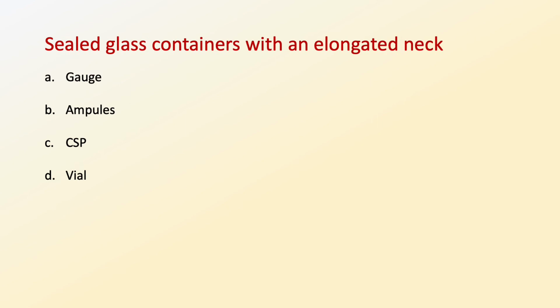The next question is, sealed glass container with an elongated neck is what? Option A, gauge. Option B, ampules. Option C, CSP. Or option D, vial. So, the sealed glass container with an elongated neck is known as ampules. So, the correct option is option B, which is ampules.